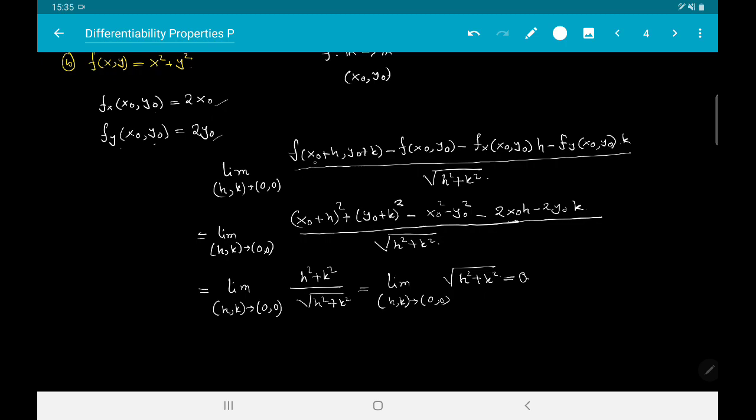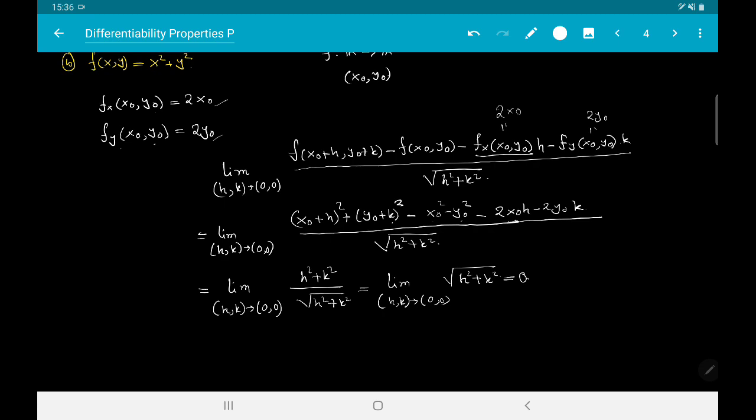So what is f of x0 plus h, y0 plus k? This is going to be (x0 plus h) whole square plus (y0 plus k) whole square. What is f of x0, y0? This is going to be x0 square plus y0 square that I have written down. What is fx that we have calculated? This is nothing but 2x0. Fy, this is nothing but 2y0. So I have put in all the information that we have here to compute the limit.